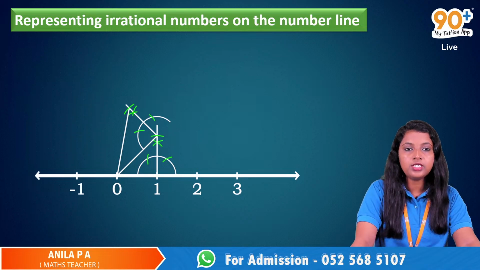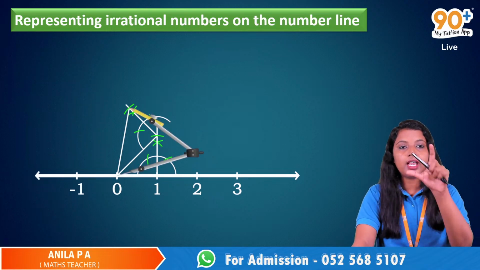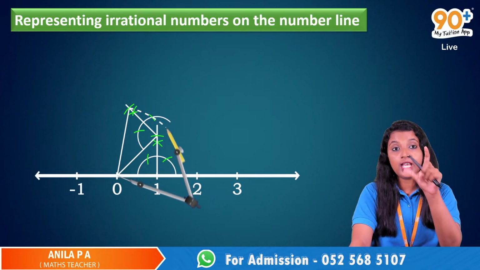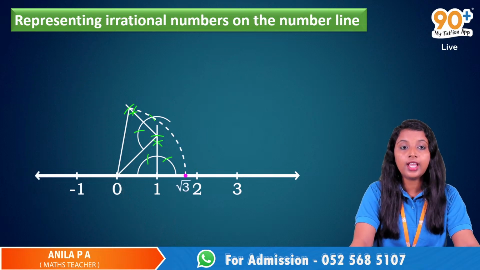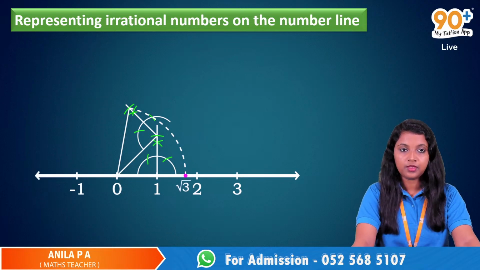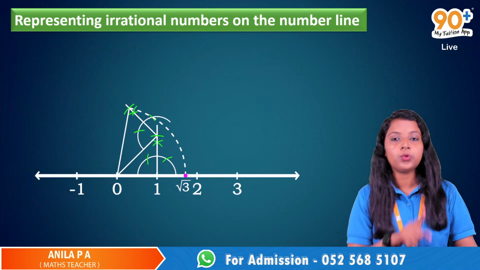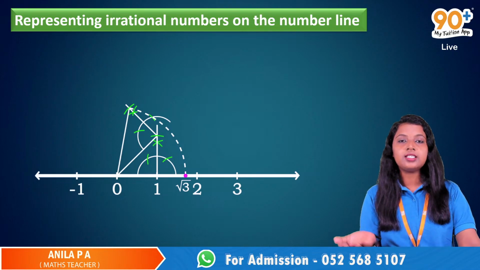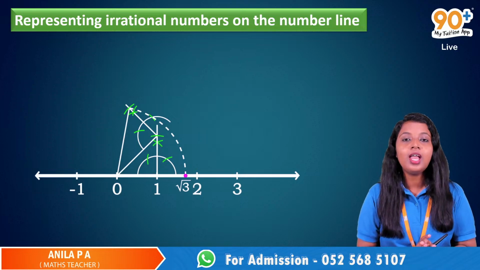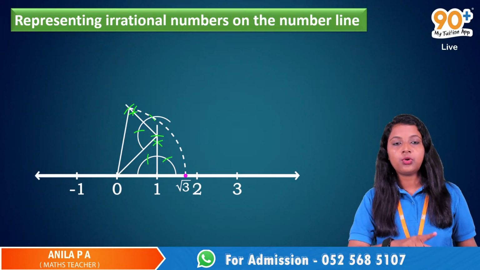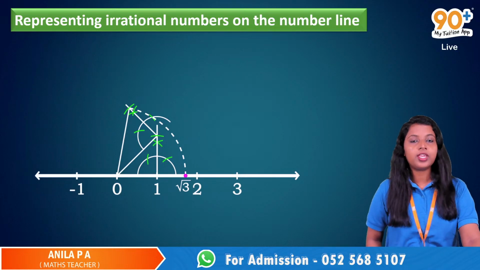Join that point, then taking that as the radius on the compass, we draw another arc, and that will be root 3. This is one way to draw root 3. This is how we construct the square root spirals and all. But we have one more method to draw this root 3 on the number line.